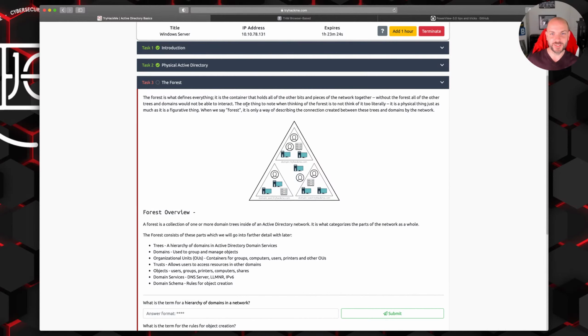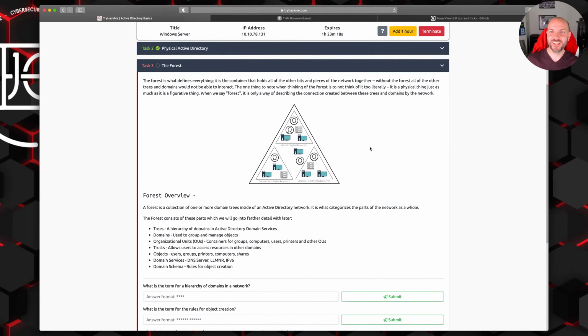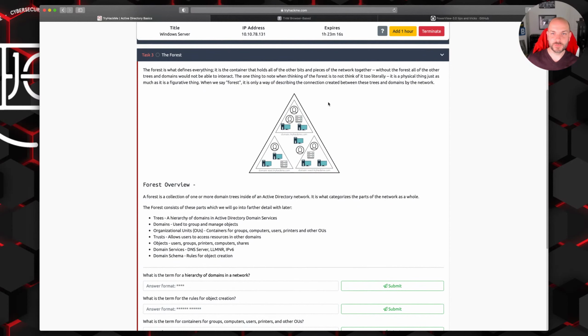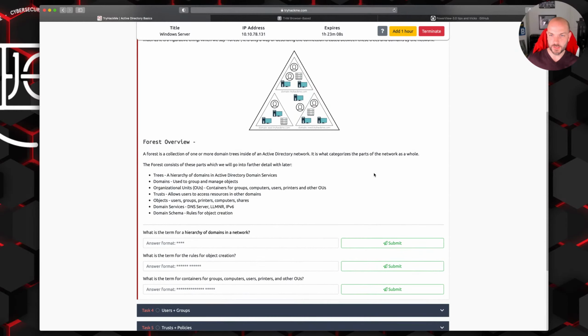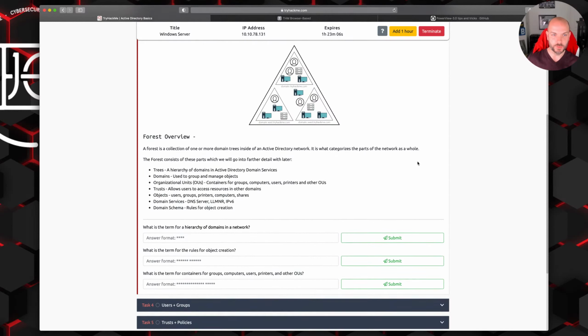Let's see. And the one thing to note, forest is not to be thought of too literally. Yeah, okay. That's obvious. So it is a collection of one or more domain trees inside of an Active Directory network. And it's what categorizes the parts of the network as a whole.